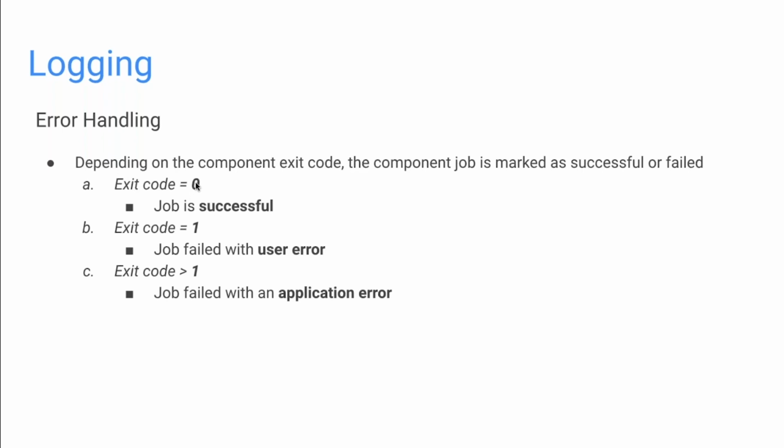B, exit code equal to 1, which means the job failed with a user error. On the job status, it will show up as a red error. Same as C, exit code larger than 1, the job failed with an application error. It will still show up as a red error status in the job.